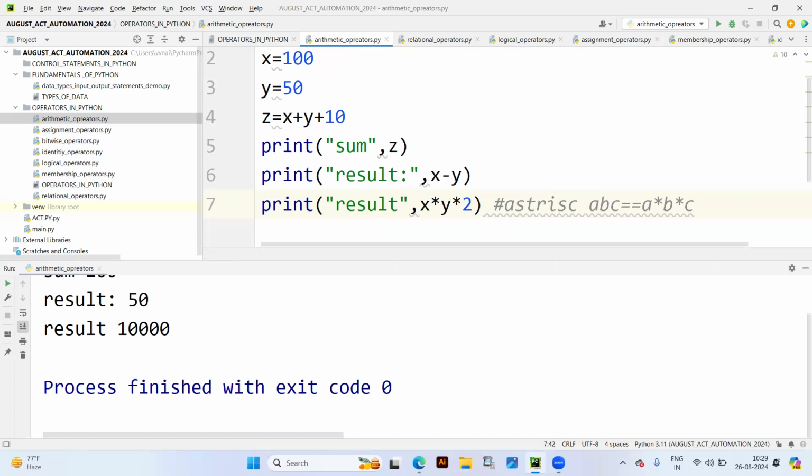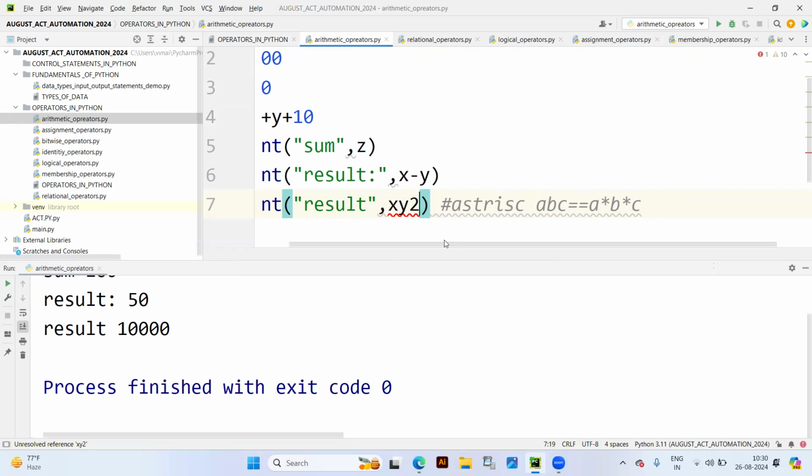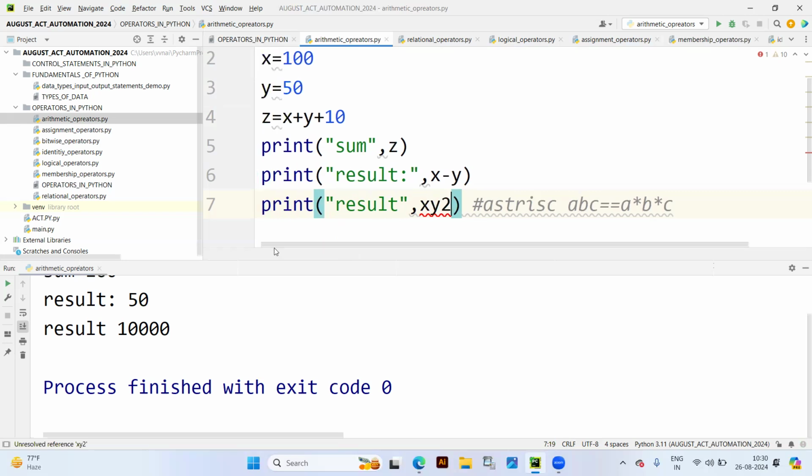But programmatically, if we don't write A into B into C, the expression is not understandable by the machine. Let's say you keep it like this, XY2. What happens, you see? It is giving an error, because the Python interpreter has knowledge of grammatically, syntactically, and semantically what the required expression is. Yes or no? Kindly understand that our mathematical understanding is different and the computer's understanding is different. It's just a matter of changing the learning process.